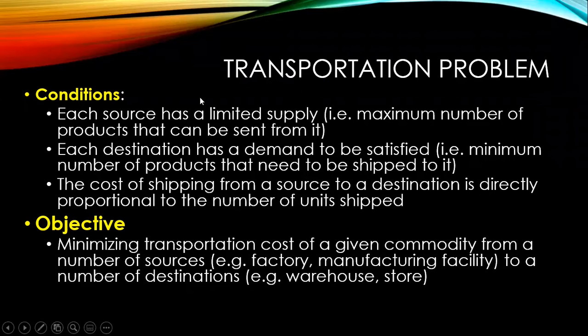The conditions for a transportation problem include: each source has a limited supply, that is, the maximum number of products that can be sent from it. Each destination has a demand to be satisfied, that is, the minimum number of products that need to be shipped to it. The cost of shipping from a source to a destination is directly proportional to the number of units shipped, and there is no other cost.